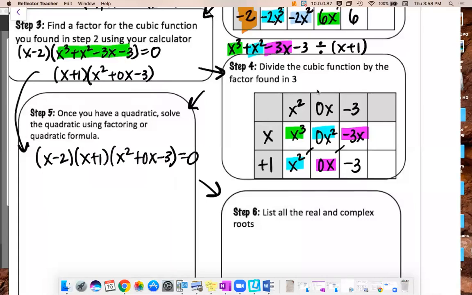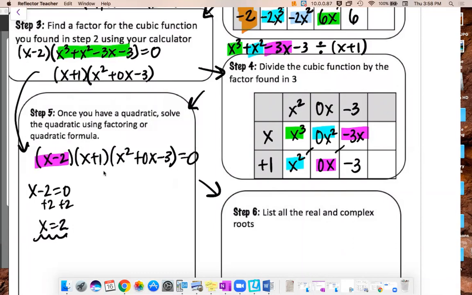So now we're down to a quadratic, so we can solve by factoring or any steps that we know how. What we're going to do is take each of these factors and set them equal to 0. So I'm going to take that first factor, x minus 2, set it equal to 0, and solve. If I add 2 to both sides, you get x equals 2. So that's one of my solutions.